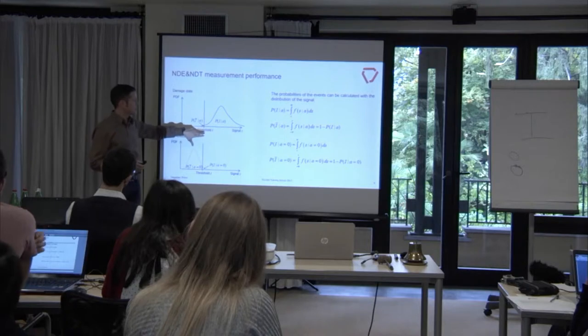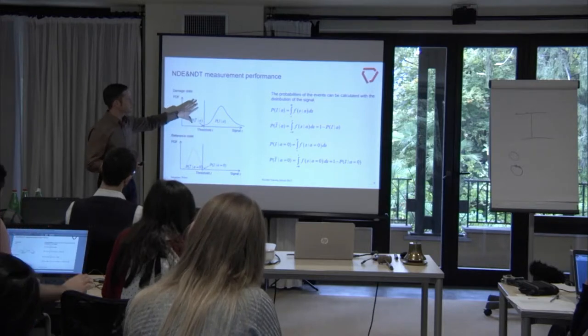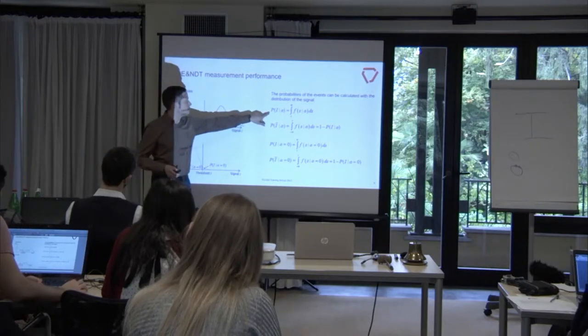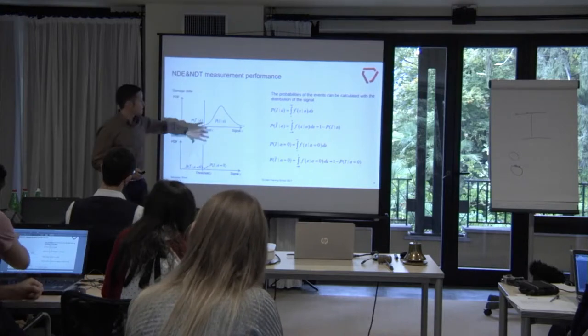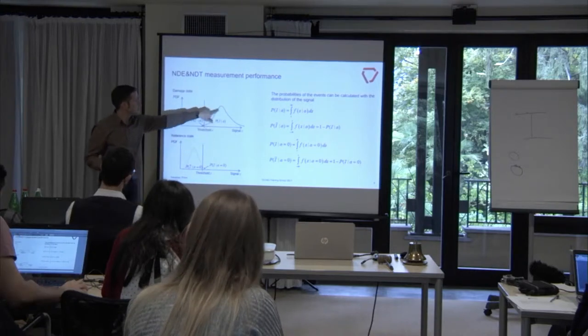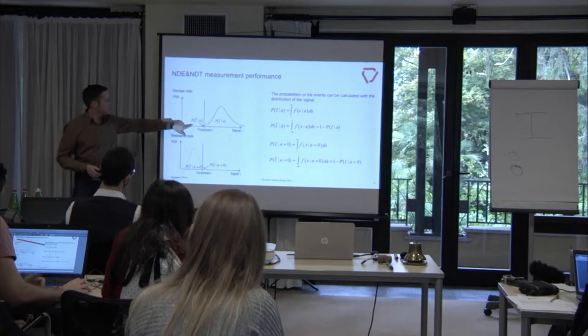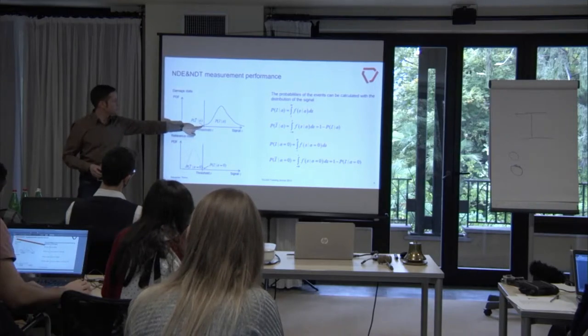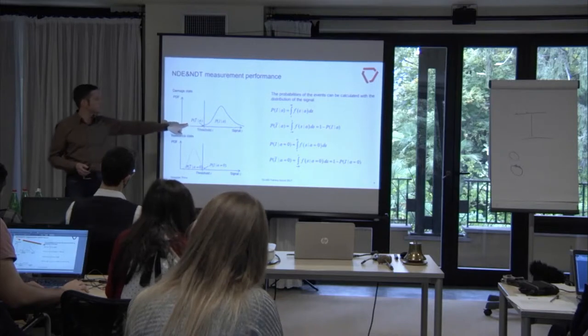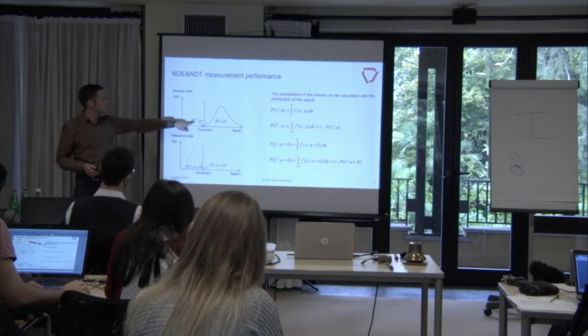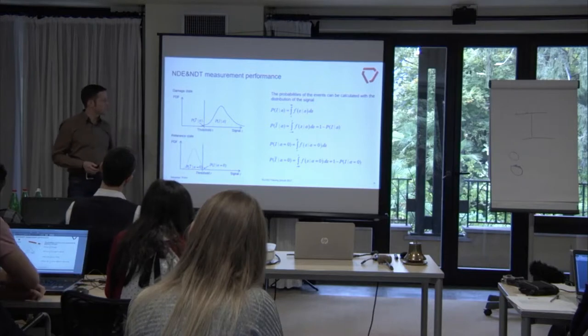And then I can integrate this signal in the damaged state to find the probability of indication, that is here, the area under this curve. And the area under this piece of curve here is the probability of no indication given that there was a damage.